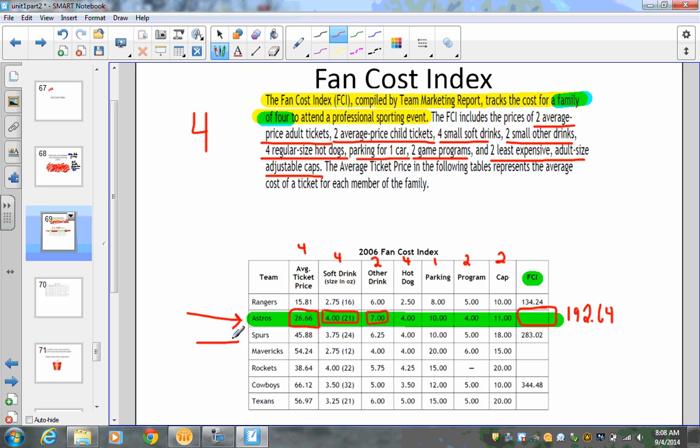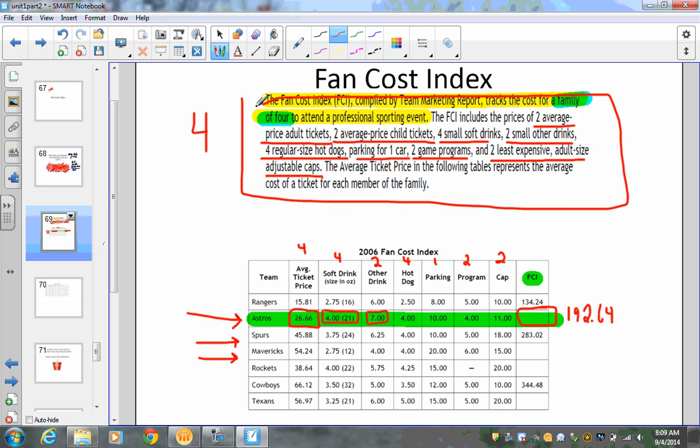Now, this works for all the different sporting events if you want to figure it out, but you're still using all this information here. In other words, you're still multiplying the average price by 4, you're still multiplying the soft drinks by 4, and so on and so forth. The one thing I want to bring to your attention is right here. You have a little dash or hyphen, whatever you want to call it. What this means in this chart is that the Rockets do not charge for game programs. In other words, the programs are free. Okay, so that's how you figured everything out.